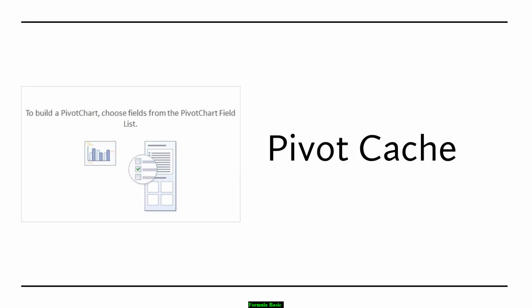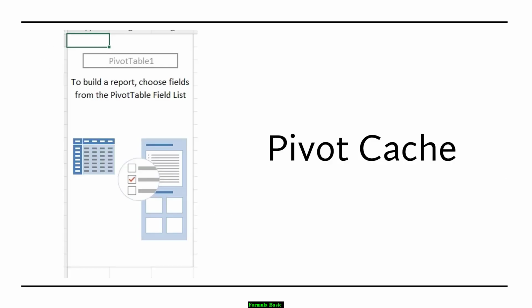So when I go down to the pivot cache, it's going to be the same, but the data will look in a landscape mode, not like the cache that we saw in a pivot table, where it is in portrait mode.